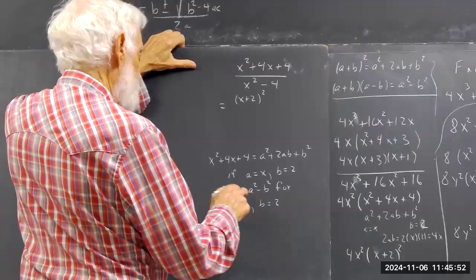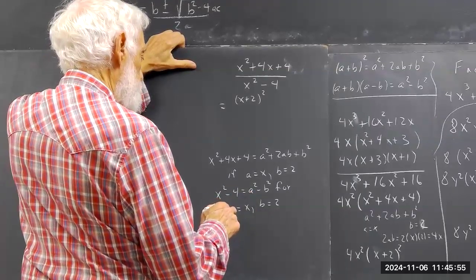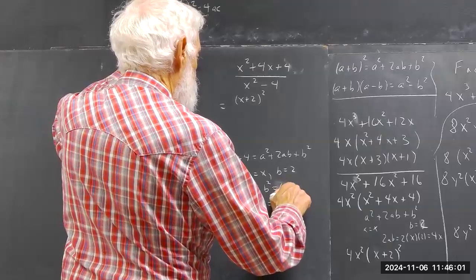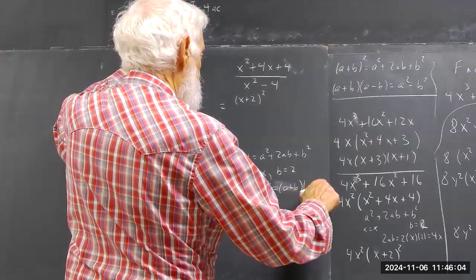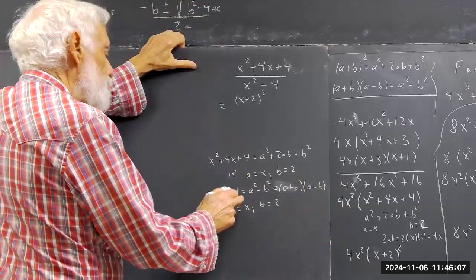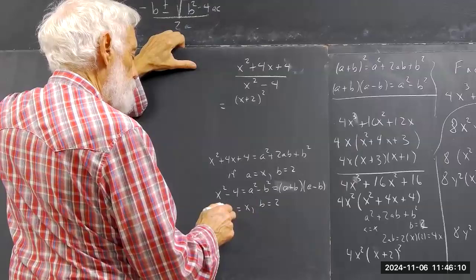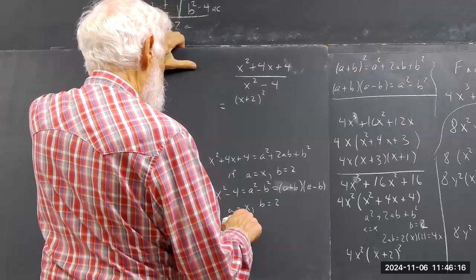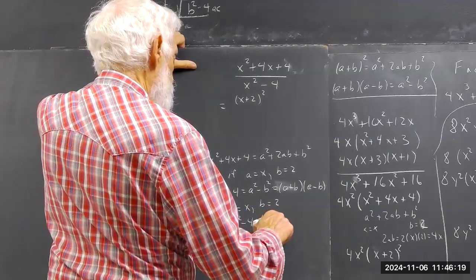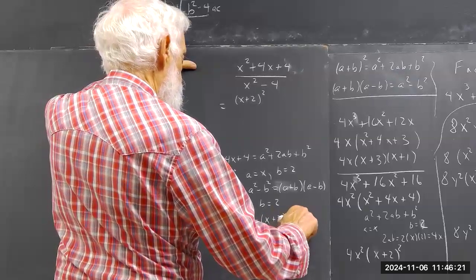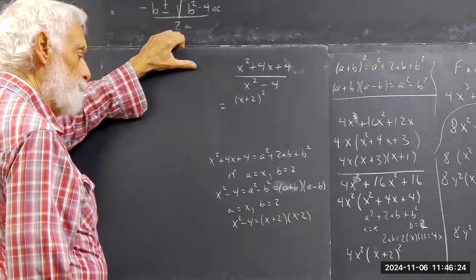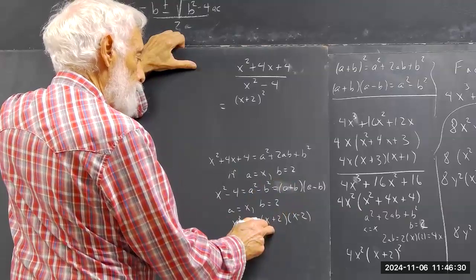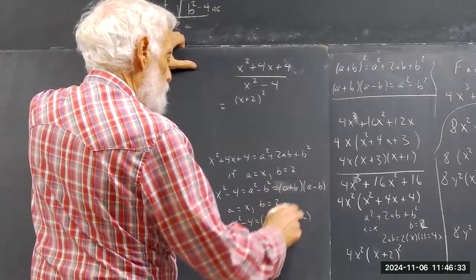So if a is x, first of all, this does equal a squared minus b squared for a equal x and b equal 2. So you substitute, and you get x plus 2 and x minus 2. A is x, b is 2, so a plus b is x plus 2, and a minus b is x minus 2.